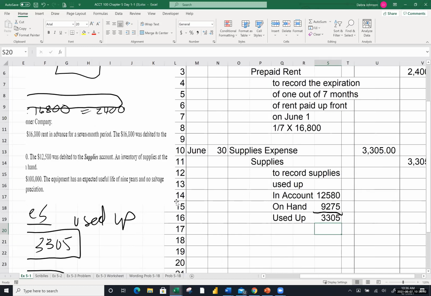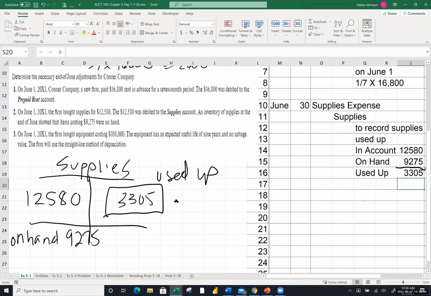All right, then let's do this last one. It says on June 1st, the firm bought equipment for $108,000. That's the cost. It has a life of 9 years. That's the life, and no salvage value. Okay, well, GAAP says that assets don't have unlimited lives. They get used up.